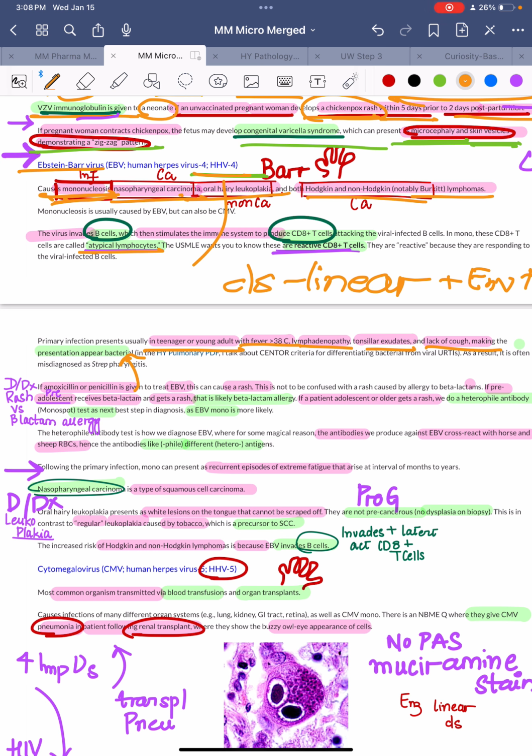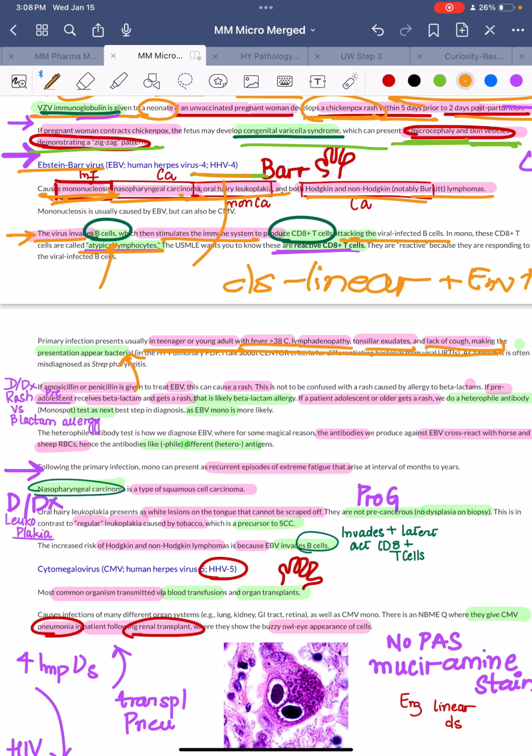They can also give you the same vignette of this young adult or teenager and ask you for the pathophysiology. The pathophysiology would be that the virus invades which type of cells? B cells. Then it stimulates the immune system to produce which type of cells? CD8 plus T cells. And these CD8 plus T cells are then going to attack the virus-infected B cells.